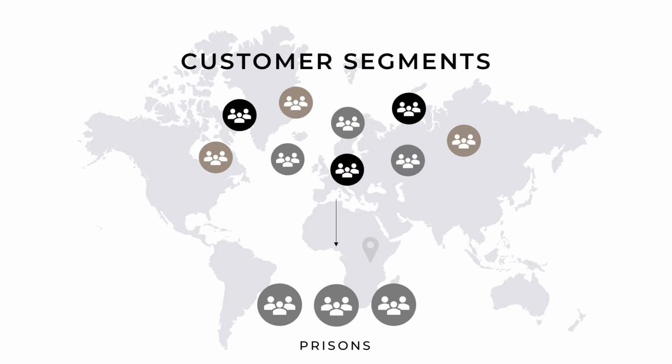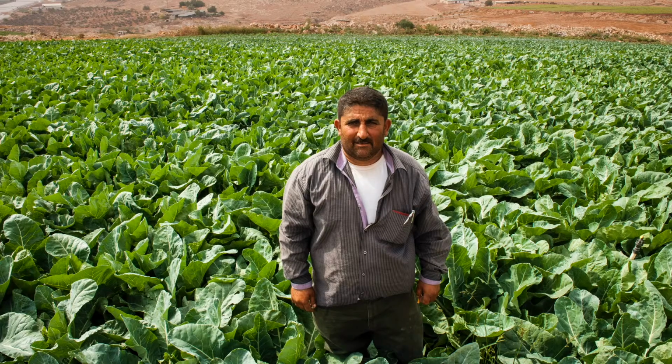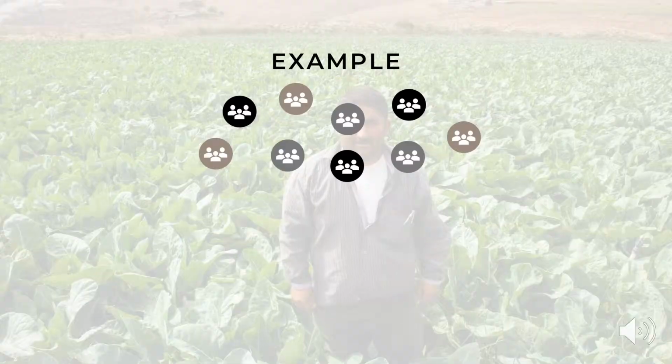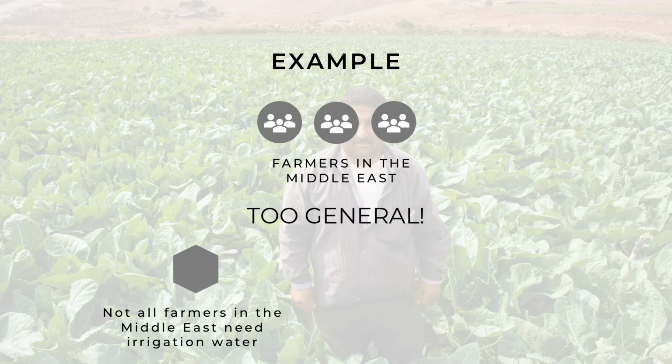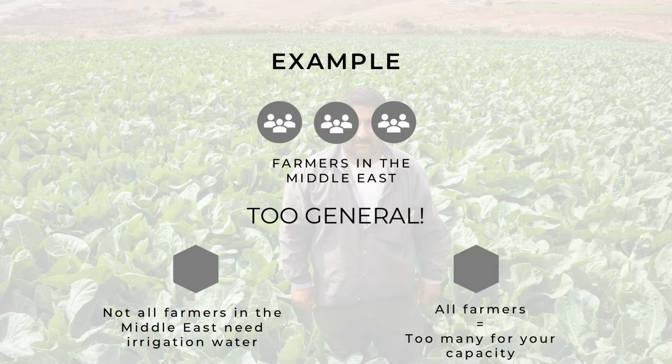Okay, so when defining the characteristics of your customer segments, be as specific as possible so that you don't have a segment that is too large to cater to. Here's an example. If you're selling nutrient-rich irrigation water and you define your segment as farmers in the Middle East, then you're being too general. First of all, not all farmers in the Middle East need irrigation water. Olive farmers, for example, oftentimes don't irrigate their trees. Secondly, all farmers in the Middle East are a lot of farmers.